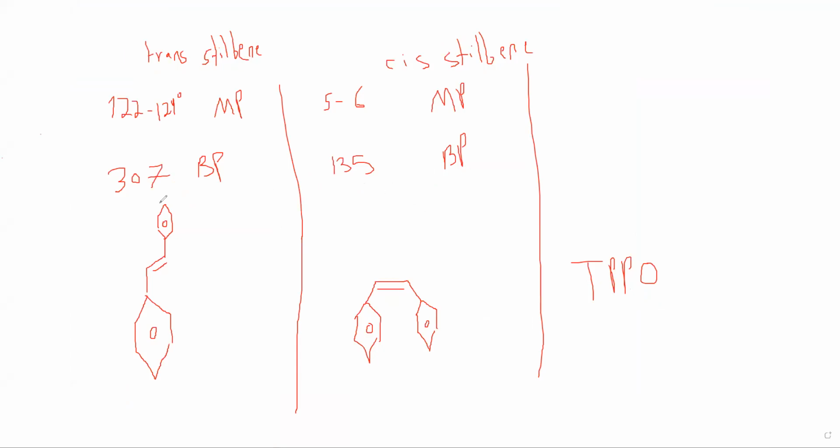So this is a trans and this is a cis. The trans is solid at room temperature. 25 is below the melting point. But 25 for the cis Stilbene isomer comes between the melting point and the boiling point, so it's liquid at room temperature.